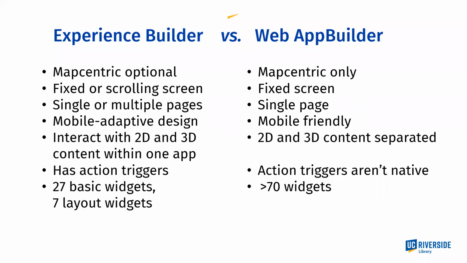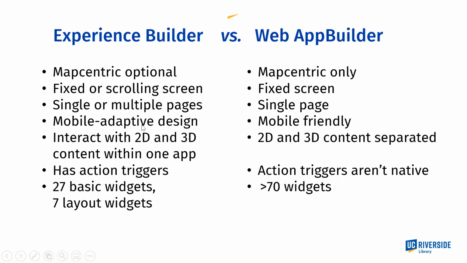So now, if you're a little bit puzzled about what's the difference between Experience Builder and Web App Builder, we're looking at the intermediate to the more advanced. So like I said, Experience Builder can have a map in it, certainly, but it doesn't have to. Mapping is optional, whereas Web App Builder is about maps only. Experience Builder, you can have a fixed or a scrolling screen. Web App Builder, you've just got a fixed screen. Experience Builder, you can have a single page or multiple pages. Web App Builder just allows you to build a single page only.